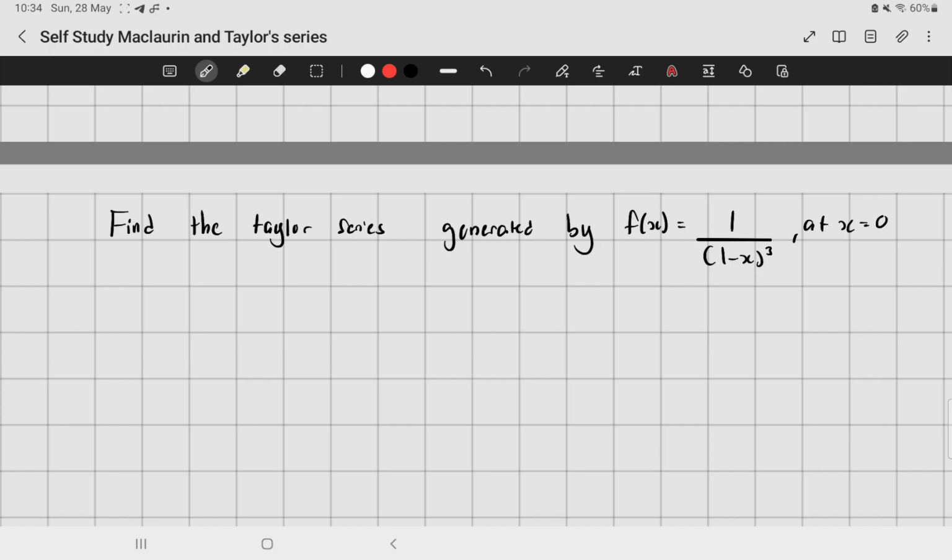Now, this question wants us to find the Taylor series generated by f of x, 1 divided by (1 minus x) to the power of 3, at x equal to 0. This is the same as a Maclaurin series, because we know the Maclaurin series of f is the Taylor series generated by f at x equal to 0.